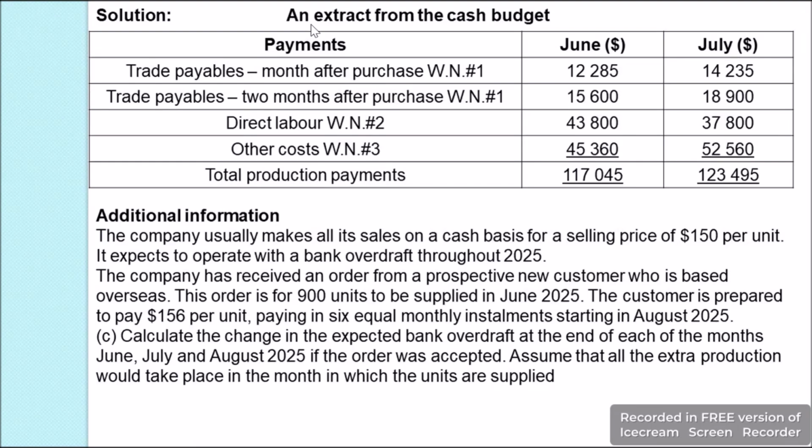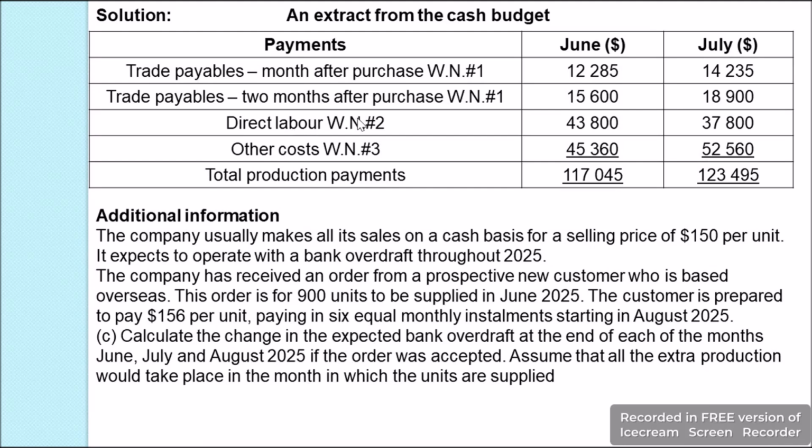Now let's make an extract for the cash budget. We need to make only for the payments. We have calculated the trade payables which are paid after a month in our first working notes. For June it is $12,285 and for July it is $14,235. And the trade payables which were paid after 2 months after the purchase, which we have calculated again in the first working notes as $15,600 for June and $18,900 for July.